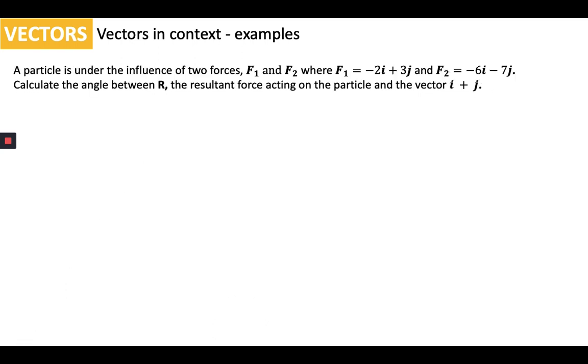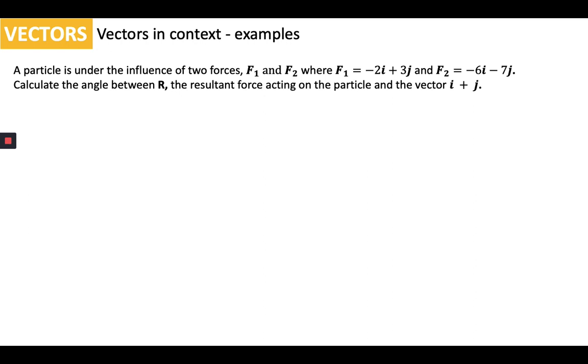Look at one more question, just to remind us of something, but these are the actual maths of this we've done before. It's just the context which is new. We've got a particle under the influence of two forces, F1 and F2, where F1 is negative 2i plus 3j, and F2 is negative 6i minus 7j. Now we want to calculate the angle between R, which is the resultant force acting on the particle, and the vector i plus j.